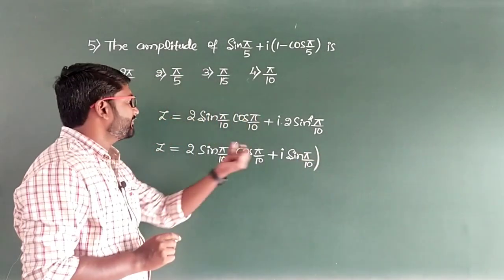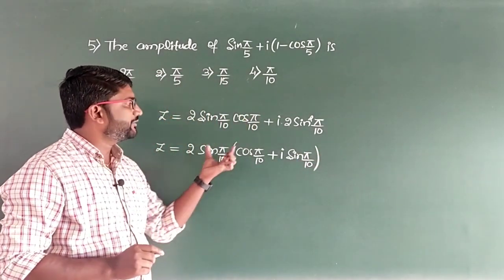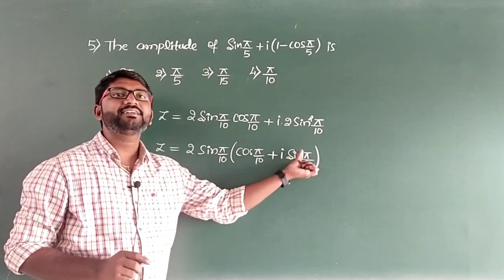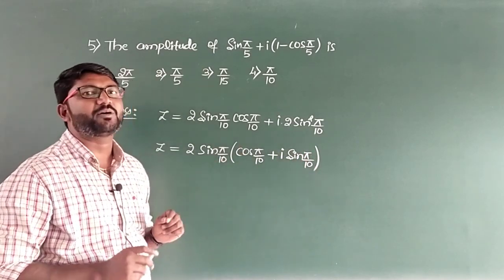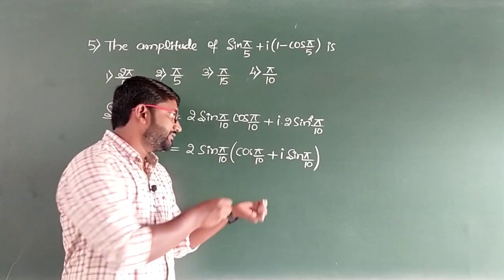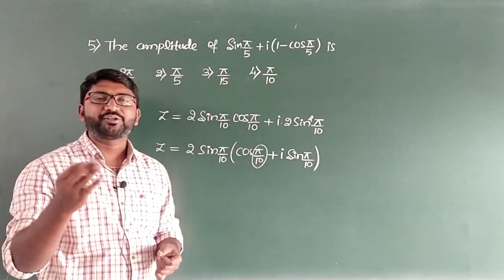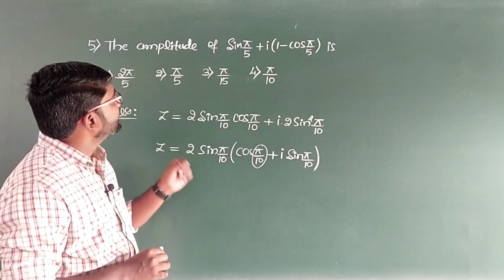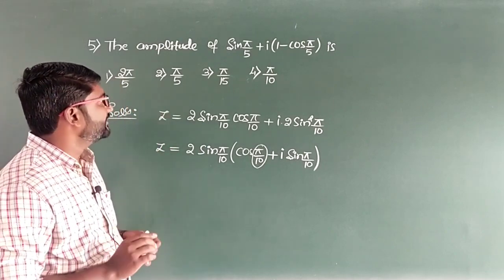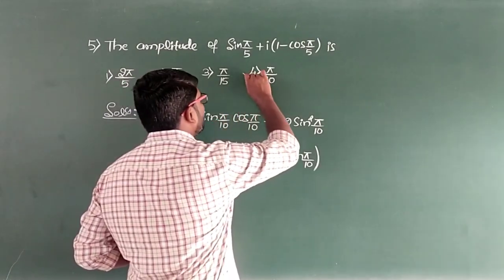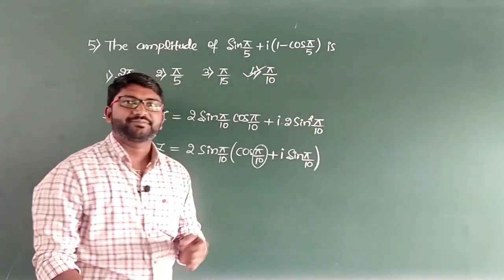Now this is in the form of z equal to r into the bracket cos theta plus i sin theta. This is the polar form of the complex number. Here pi by 10 is the amplitude or the argument of the complex number. So here we will have to find the amplitude. Searching by the options, option 4 is the correct answer.